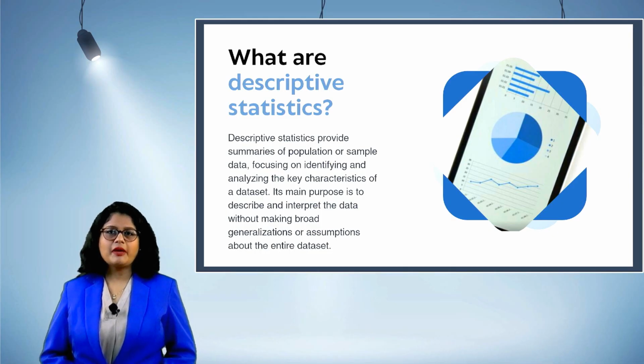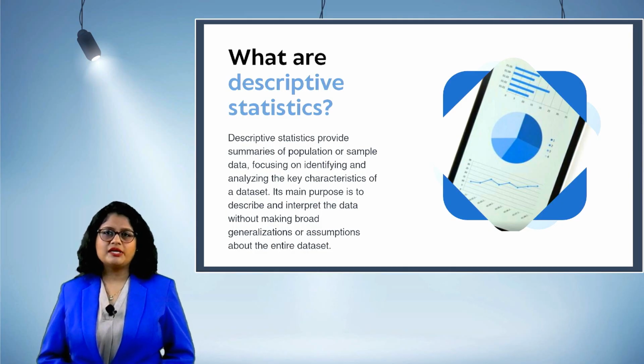For instance, imagine you are looking at the scores of students in a maths test. Instead of analyzing each score individually, descriptive statistics helps you summarize the data using averages, range, or graphs to understand overall performance.